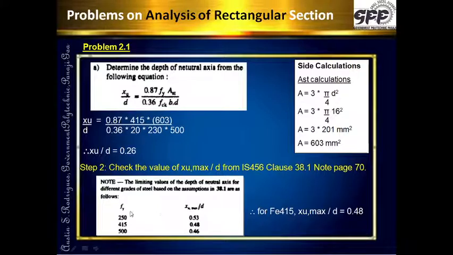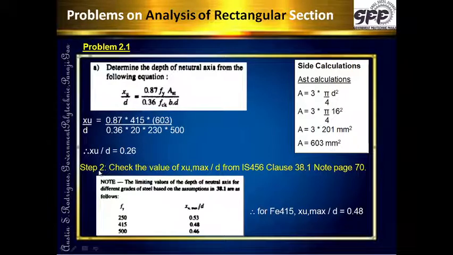Now the type of steel which we are using is Fe415. For Fe415, XU max by D is 0.48. So therefore for Fe415, XU max by D is 0.48. So we have calculated the actual depth of neutral axis upon effective depth as 0.26 and the maximum or limiting depth of the neutral axis to the effective depth, that ratio is 0.48. So we have got these two values.